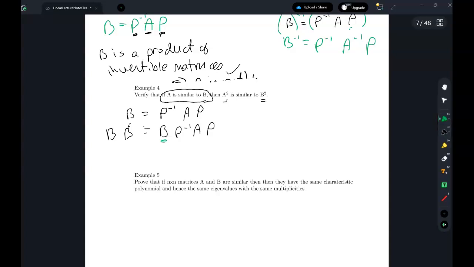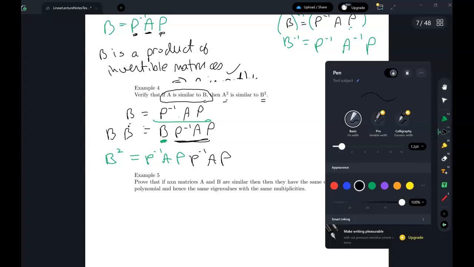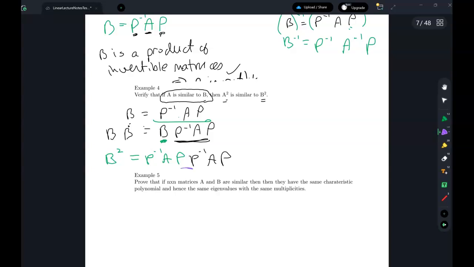But wait a minute, what does B equal to? It's this, right? So on the left-hand side, I get B squared. Over here, I'm going to substitute this in, so I get P inverse AP times P inverse AP. Oh, look at that. I've got a P inverse and a P multiplied together. You know that that just gives us a 1. So I get P inverse, a 1, and then an A times an A.